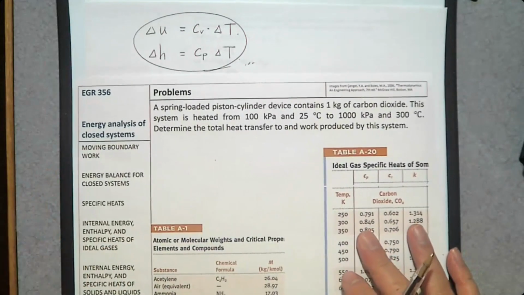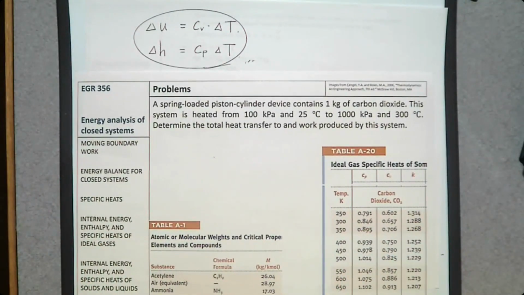So let's solve one problem together. We have a spring-loaded piston cylinder device that contains 1 kilogram of CO2. The system receives heat from 100 kilopascal, 25 degrees Celsius to 1000 kilopascal and 300 degrees Celsius. We want to determine the amount of heat transfer and energy transfer by work. Okay, so let's do that.